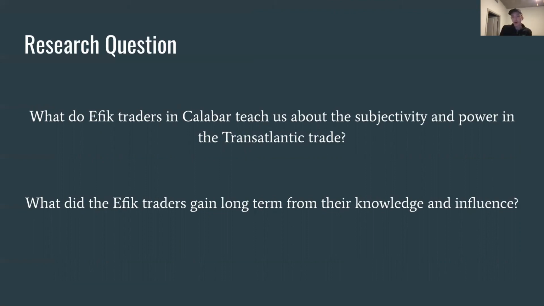And I'll also argue that Efik traders possibly played a more influential role in the Cross River region than the Europeans. As demand skyrocketed, the brokers used their knowledge of economics and politics to command a near monopoly on their portion of the Cross River. The ability to negotiate price and limit competition put the Efik traders in a position of significant influence, and this allowed them to profit long-term, even after slavery, through the sale of goods like palm oil. And this will really answer the question of, what did Efik traders gain long-term from their knowledge and influence?